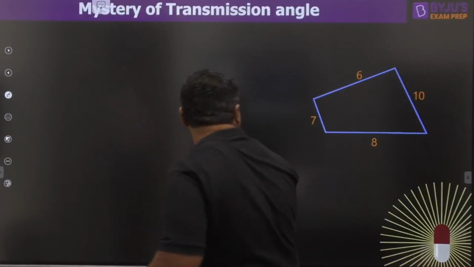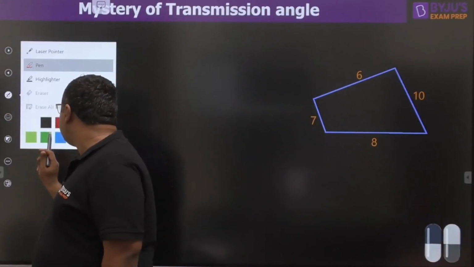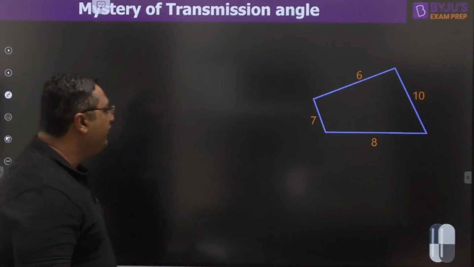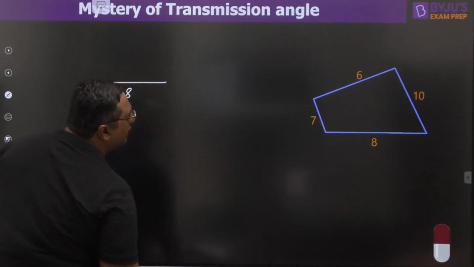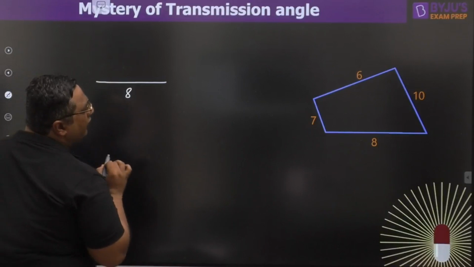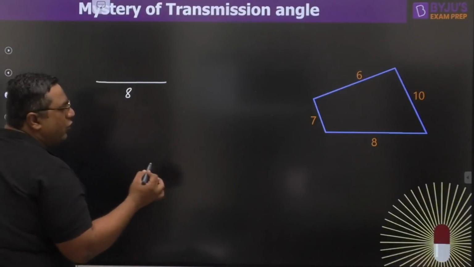For that, we need to use this figure and see what we can do. We need to make it a triangle actually. And my dear, if you try to make it a triangle, this is 8. Whatever we have learned till now, how can we move in that way?